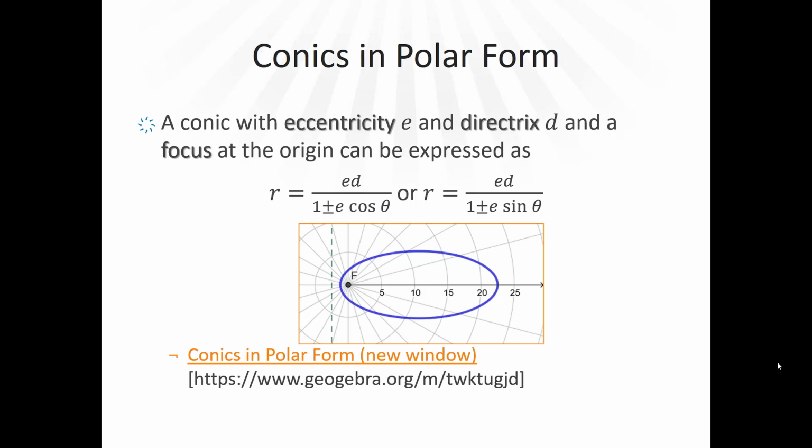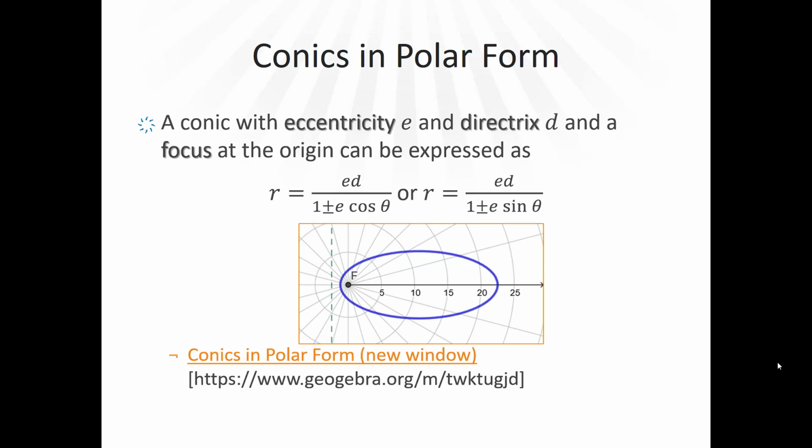So we have an eccentricity, we have a directrix, and one thing that has to be true in all of these situations is that we have a focus at the origin. If you remember, parabolas only have one focus point, but ellipses and hyperbolas have two foci. Either one of those foci could be at the origin. So we'll look at how the shape of the graph is determined by the focus being at the origin.